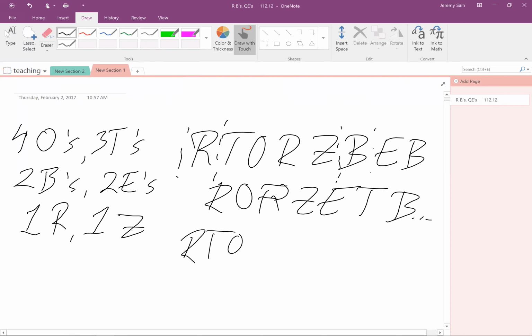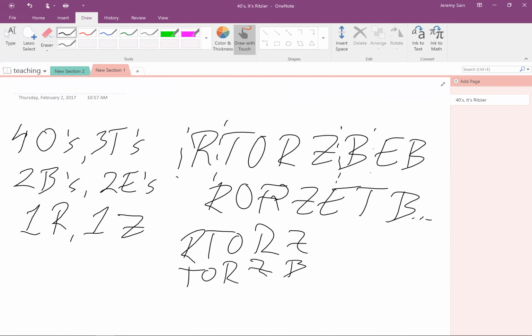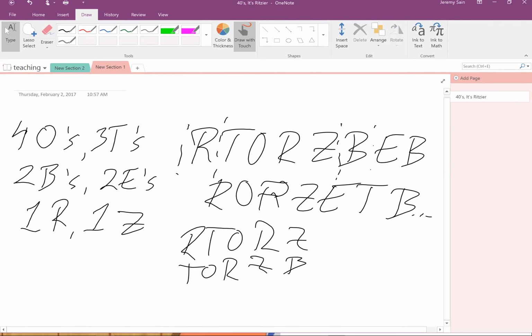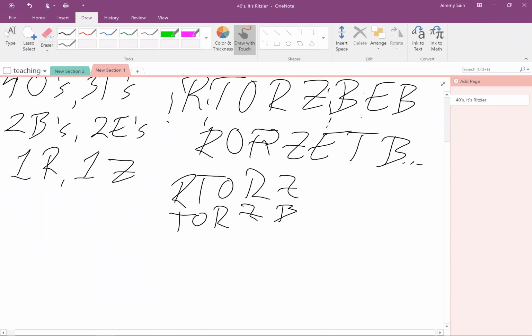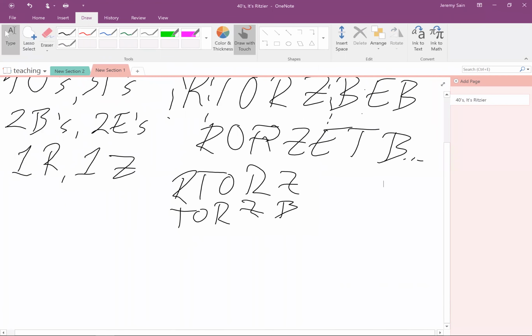So I start out with R-O-T-O-R-Z, T-O-R-Z-B, and then what's next? Next is O-R-Z-B-E, and so on and so forth. So I'm taking these blocks, taking 5 letters at a time, moving down until I see the word Rotor.